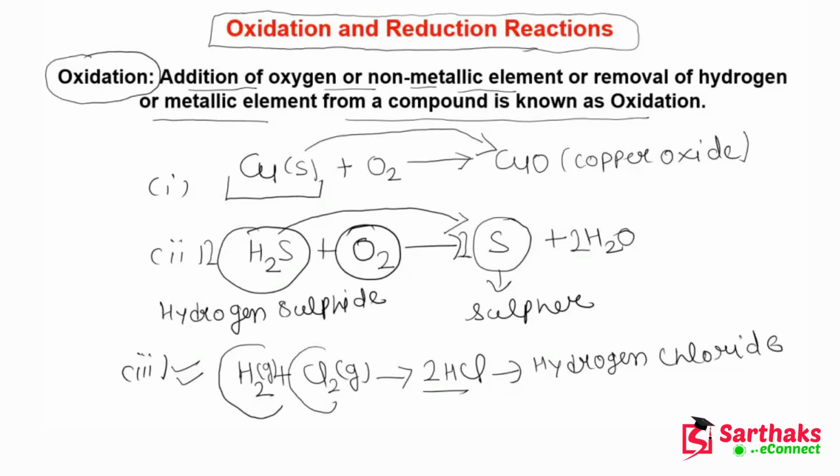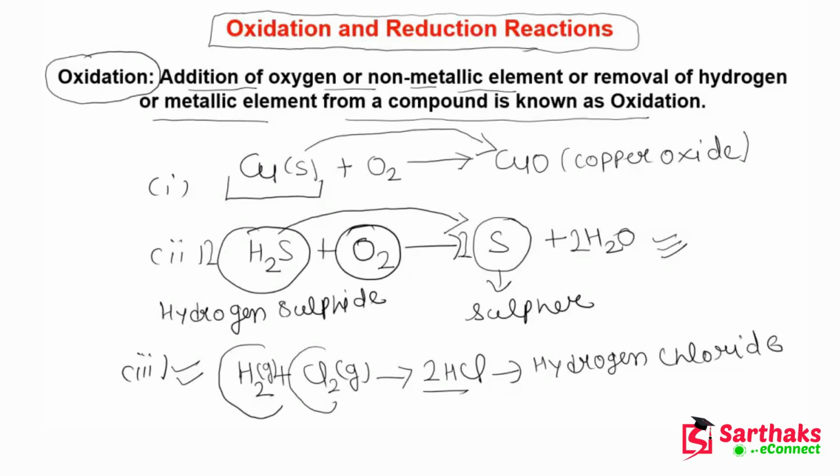Okay, so you can see here the number of hydrogen on the reactant side is 4, and the number of hydrogen on the product side is also 4. The number of oxygen on the reactant side is 2, and the number of oxygen on the product side is also 2, and the number of sulfur on the reactant side is 2, and on the product side as well it is 2. So that's why it becomes a balanced chemical reaction.